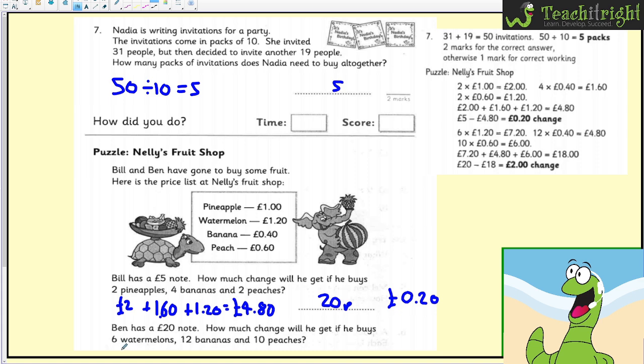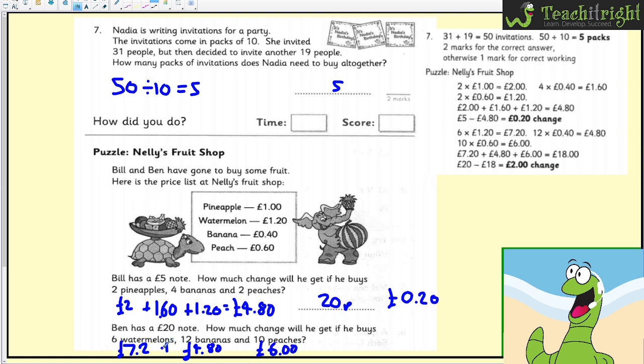So 6 watermelons is going to be £1.20 times 6. That's a little bit harder. So that's going to be £7.20. 12 bananas is going to be 40p times 12, which is going to be £4.80. And I like times it by 10 because that's just going to be £6. Nice and easy because 60p times 10, which is going to be £6.